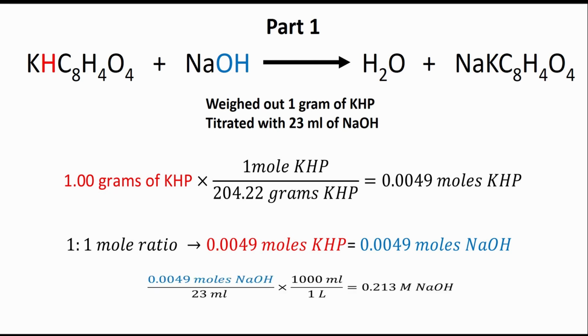So to figure out the molarity of that sodium hydroxide, we take those 0.0049 moles of sodium hydroxide we know were delivered and divide that by the volume of sodium hydroxide, which is 23 milliliters or 0.023 liters, to get 0.213 molar sodium hydroxide.